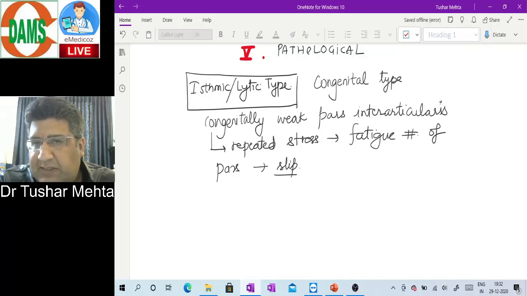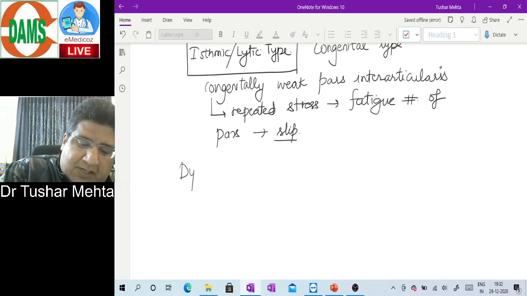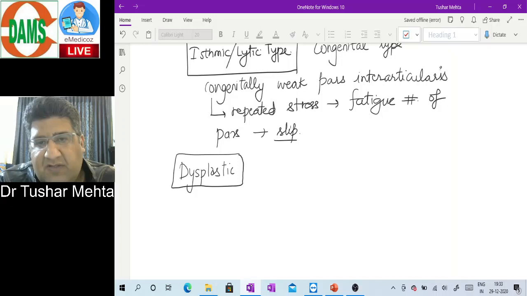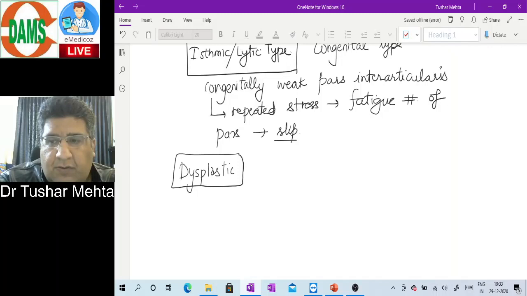Okay. Now, after isthmic type, the second one is the dysplastic type. When we talk about the dysplastic type, I'll give you an example here. Way back in 2017, again, it was a Saturday. I was taking a lecture in one of the cities outside Delhi. Friday, Saturday, Sunday was the lecture. So, I got a call from somebody who's known to me.